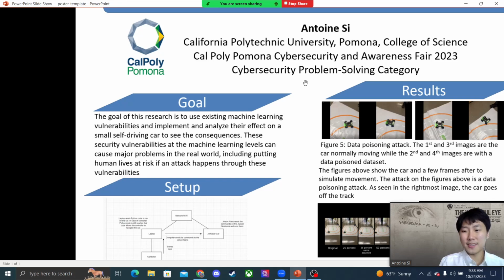So instead of something like a Tesla car, we are attacking a small self-driving car, because if a small self-driving car is vulnerable, then these vulnerabilities could happen to a bigger car, such as the Tesla car or any other self-driving cars. And if these vulnerabilities at the machine learning level can cause major problems in the real world, such as the car going off the track or swerving, it could put human lives and pedestrian lives at risk if these vulnerabilities do affect the car in any way.